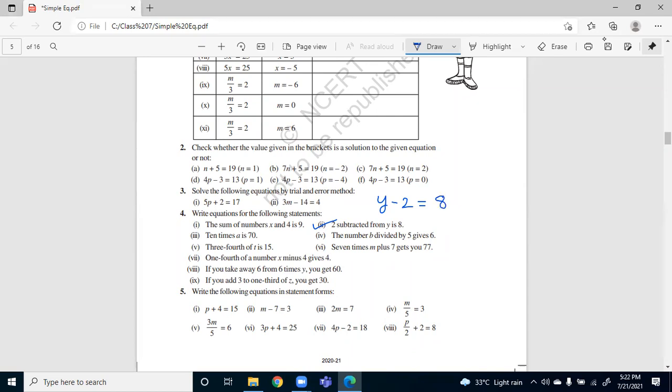So see, I have converted the statement into an equation. 2 subtracted from y: y minus 2 is equal to 8. Please write the solution in your copy. This is an NCERT exercise of simple equations.